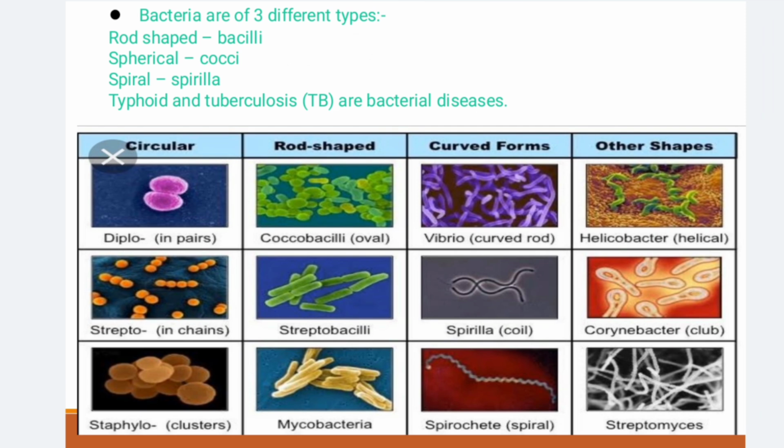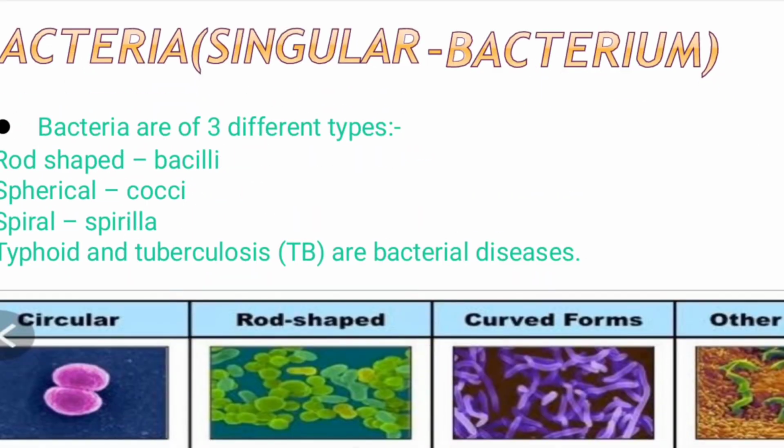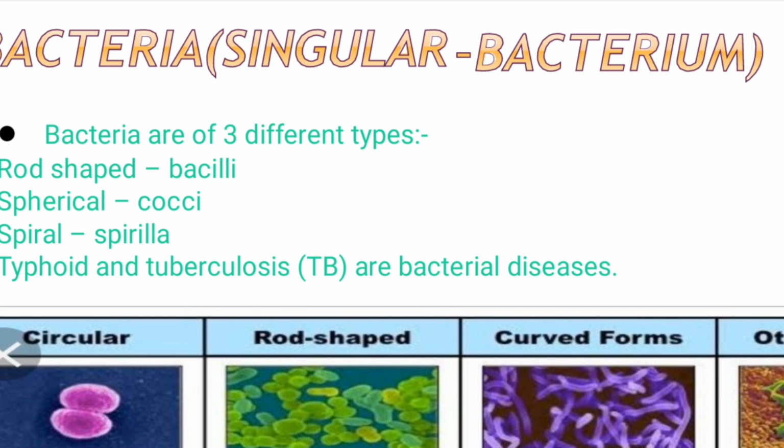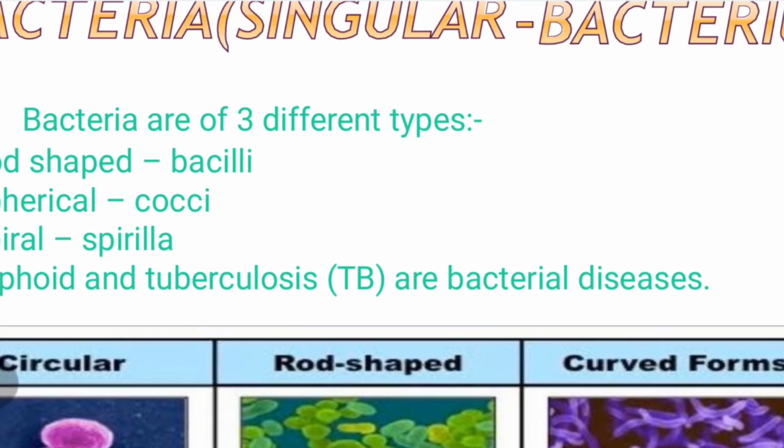So now come to another slide and we will discuss these microorganisms in detail. So first group of microorganism is bacteria, and singular of bacteria is bacterium. So bacteria are of 3 different types. There are 3 main categories of bacteria. First one is rod shaped. These are long like a rod. All the bacteria of the bacilli group are rod shaped. So this group consists of bacilli bacteria.